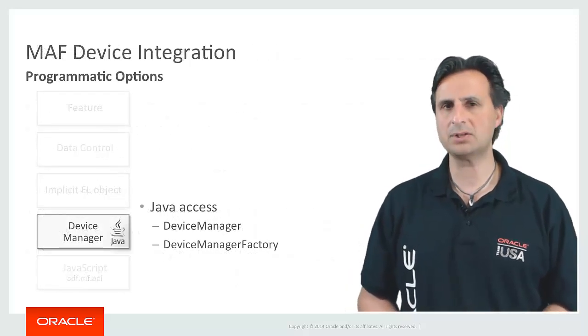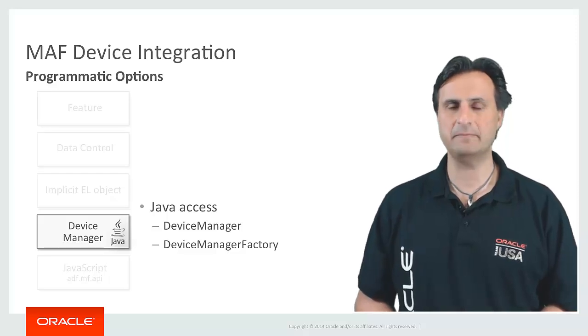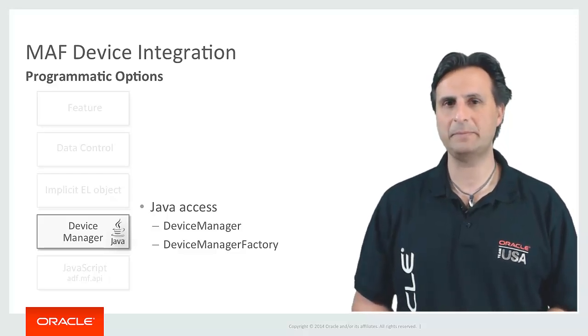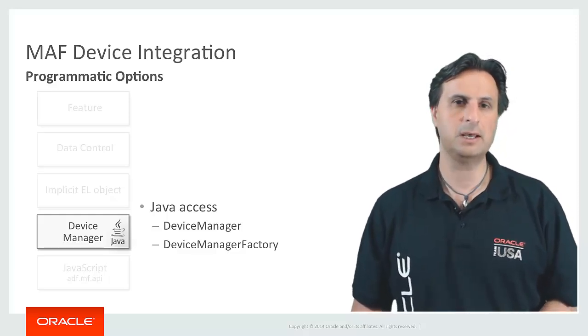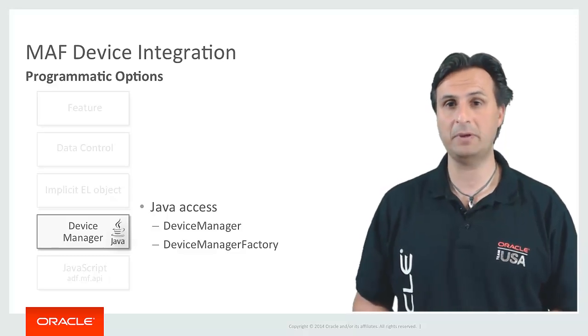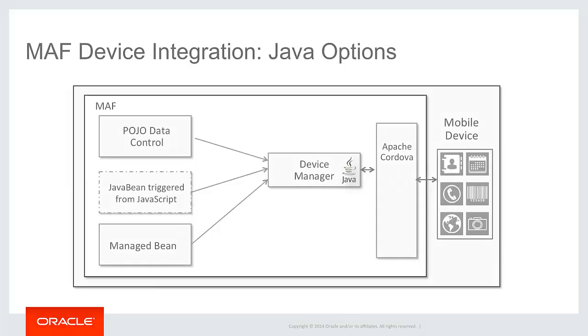So Java access, and I mentioned that's through an API called the device manager. And I will give you some examples here, and you will see how easy and straightforward that functionality is accessible through that API. First of all, before going into the details, I mentioned that the access to the device manager is from everything that actually has Java in it. Now this is the POJO data control, because it's a Java bean based data control, and it's a managed bean, which you work with if you define task flows, especially if you're working with AMX, where that is a feature.